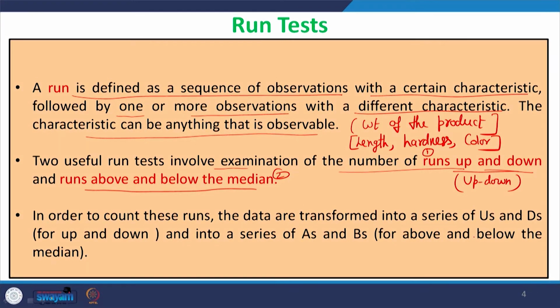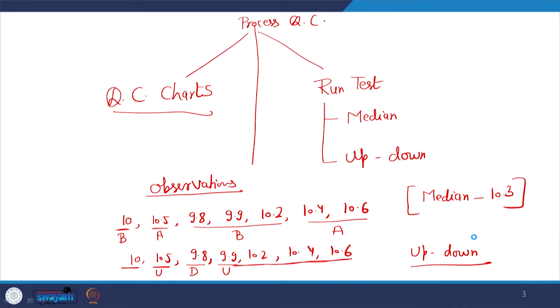Once we have determined these, how many runs are above the median and how many below the median, how many U runs and how many D runs there are. So, whatever type of system you are following, you have to determine how many A's, how many B's, how many U's and how many D's there are.